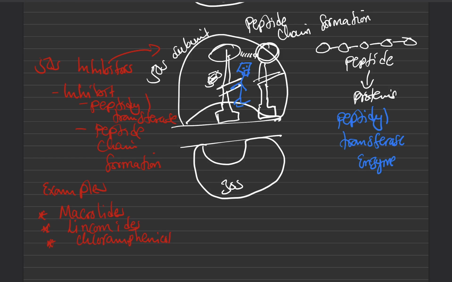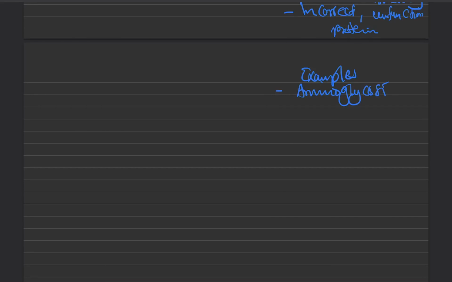And so examples of drugs that inhibit 30S: we have one, aminoglycosides. Two, we've got tetracyclines.